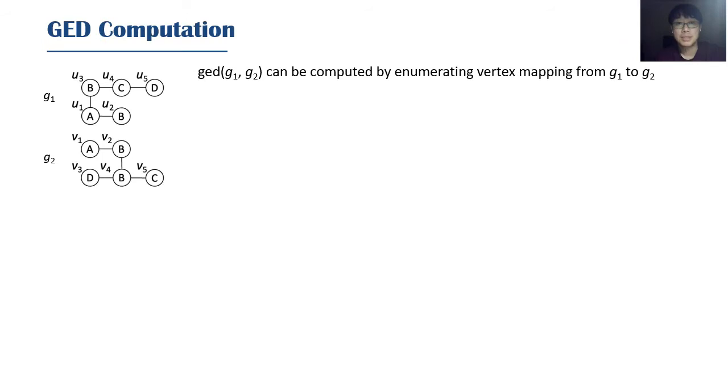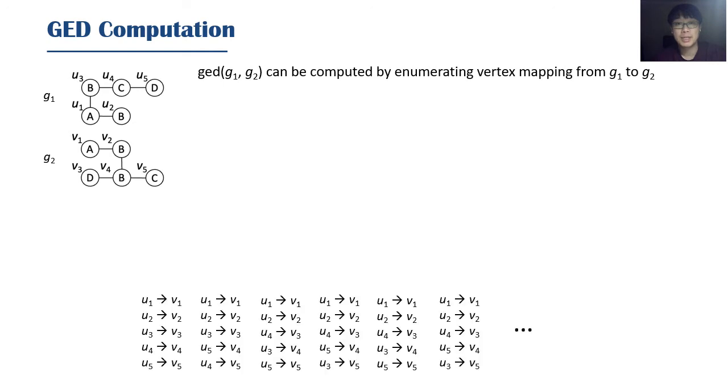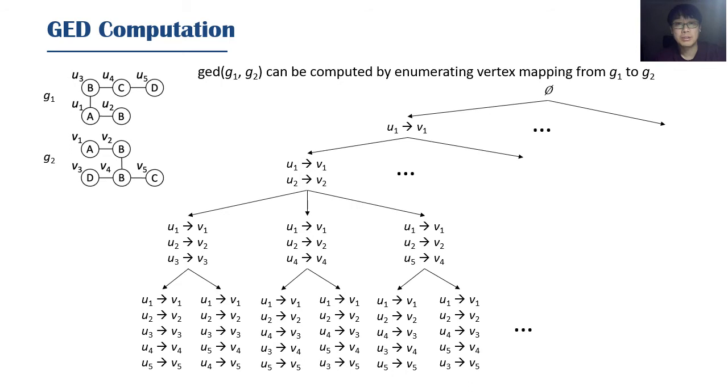Now I will present our GED computation algorithm. The GED between two graphs is computed by enumerating vertex mappings from one graph to the other graph. For example, possible vertex mappings between G1 and G2 can be enumerated as follows. The vertex mappings are organized into a prefix tree, which is called a search tree. Each intermediate node indicates a partial vertex mapping as shown in this figure.